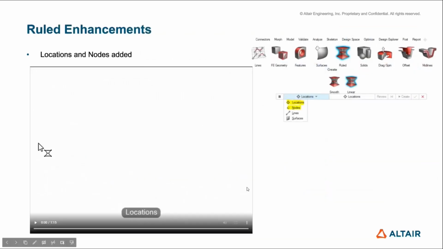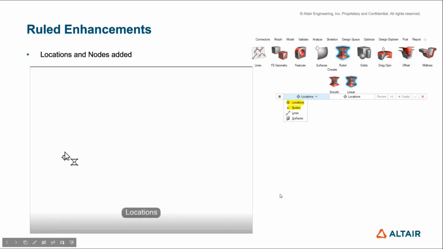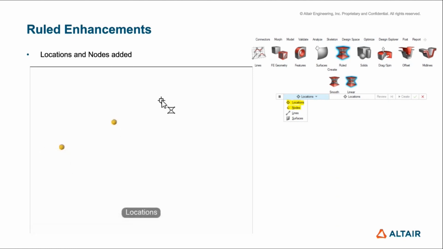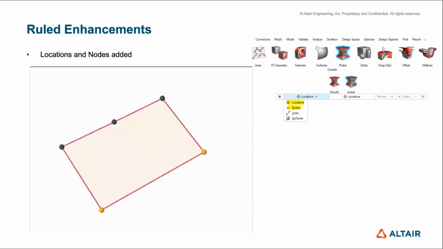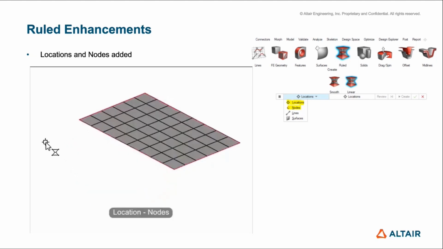This is another enhancement from the field that we always hear, that there are different methods in the current panels where you can mix and match between the nodes and lines or nodes and actual free FE nodes. So here are different options to create surfaces based on location to nodes or locations to locations. So we can create under ruled linear. These options are all supported.